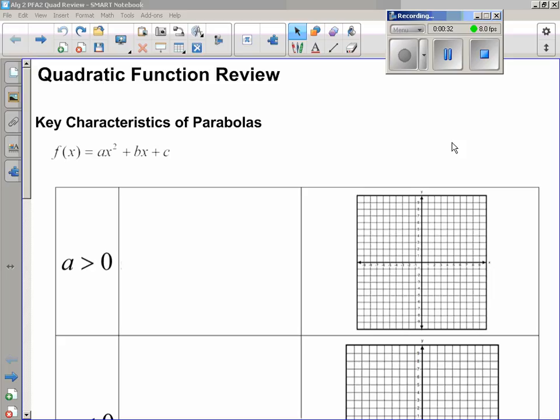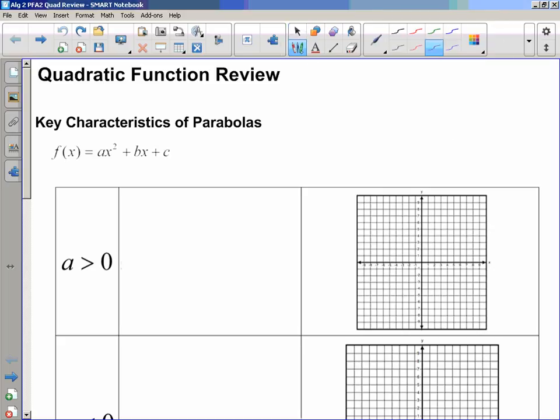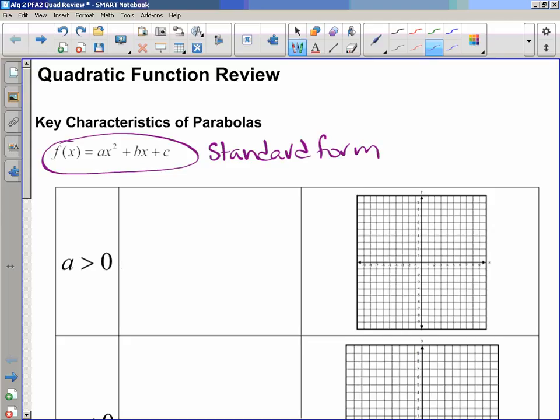If you see on these notes, I've got f of x equals ax squared plus bx plus c. This is standard form of a quadratic. These coefficients here, a, b, and c, reveal certain attributes or characteristics of the parabola, which is the graph of a quadratic function. Now, most of this you learned in Algebra 1. Most, if not all.